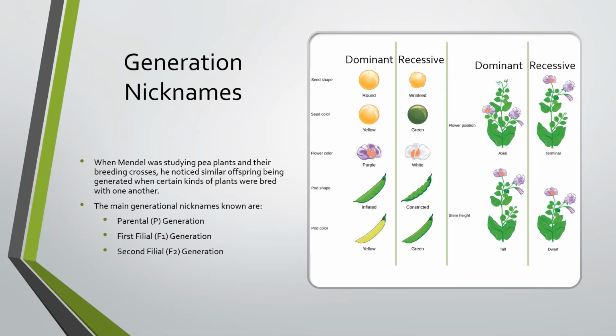Carrying on, when Mendel was studying pea plants in their breeding process, he noticed similar offspring being generated when certain kinds of plants were bred. The main generational nicknames known are parental or P generation, first filial or F1 generation, and second filial or F2 generation. Now, on the right are a lot of the different traits that Mendel studied. The first one we're going to look at is the stem height. So basically, a tall plant is dominant to dwarf or short plants.